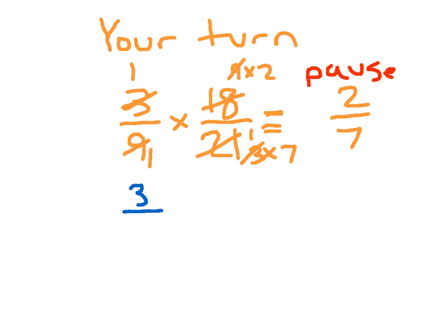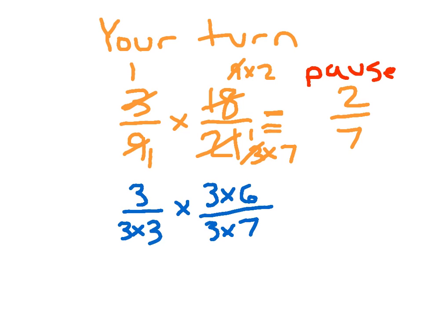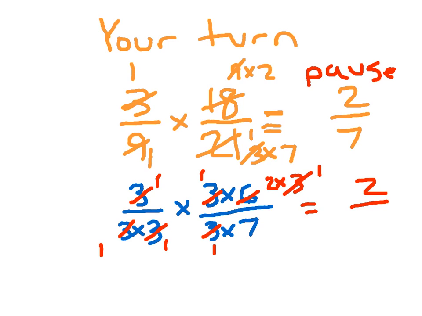Ideally, you did something like this. 3 times 3 times 3. And then you could find those common factors and cross them out. 3 with a 3 here. 3 with a 3 here. Both all becoming 1. We've got 6 here, which I should have rewritten as 2 times 3. That's why there's a 3 here and another 3 here. Leaving us with 2 in the numerator and 7 in the denominator. 2/7.